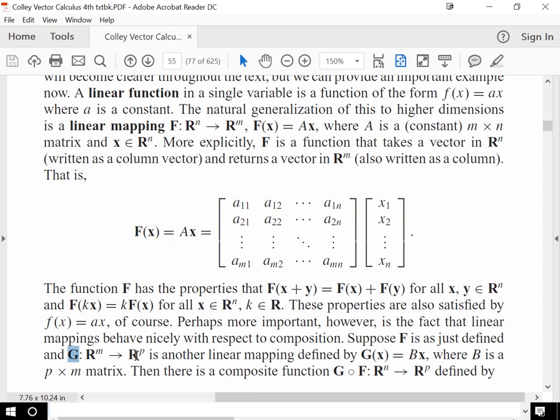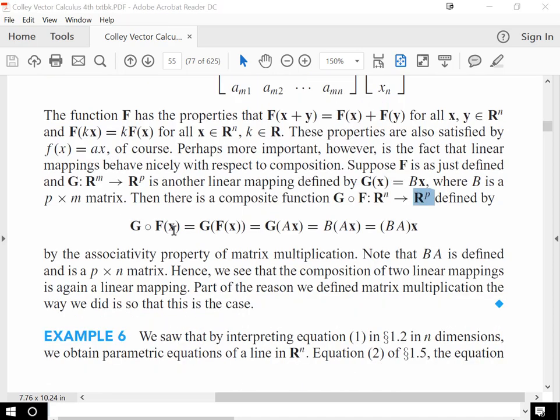So you can see that when we do the composition, we're going to start with f, so we're going to start with Rn. That's going to get mapped into something which is then going to get picked up by g and mapped into Rp. So the composition is going to go from n to p, from Rn to Rp. So g circle f, which is g of f of x. Now f, we said, is Ax.